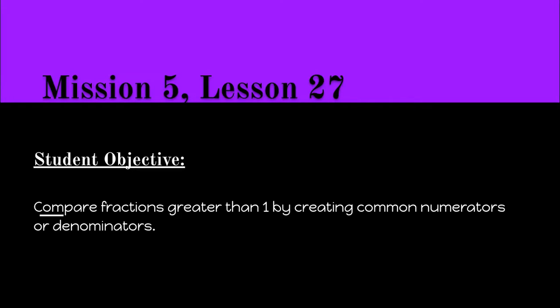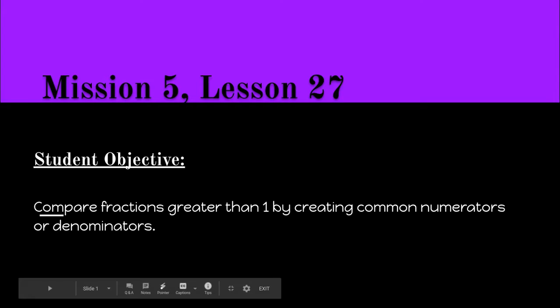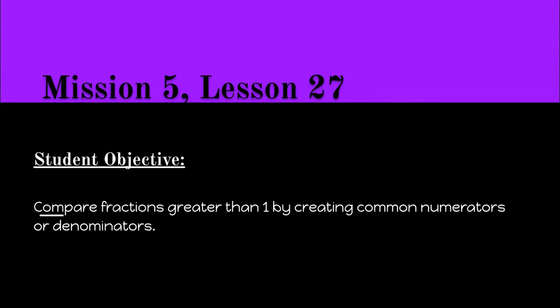Welcome to Mission 5, Lesson 27, where the objective today is to compare fractions greater than 1 by creating common numerators or denominators. This is a skill we've used before, and now we're just going to be using it again to compare fractions. Okay, so finding a common denominator or numerator.